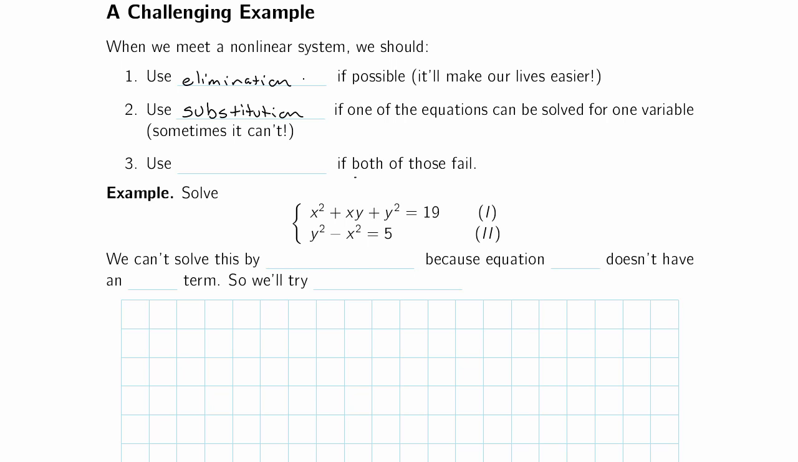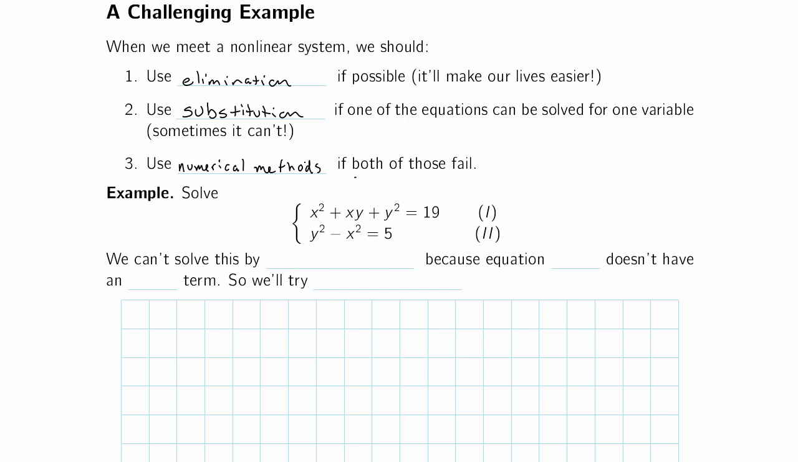So, elimination if it's possible, substitution if we can solve for one variable. If solving for one of the variables gets too messy, or we just can't solve for one of the variables, we'll use numerical methods of the kind that we meet in calculus. So in this course, we aren't going to meet any systems that we can't solve either by elimination or by substitution, but be aware that those are out there. So let's take a look at this example.